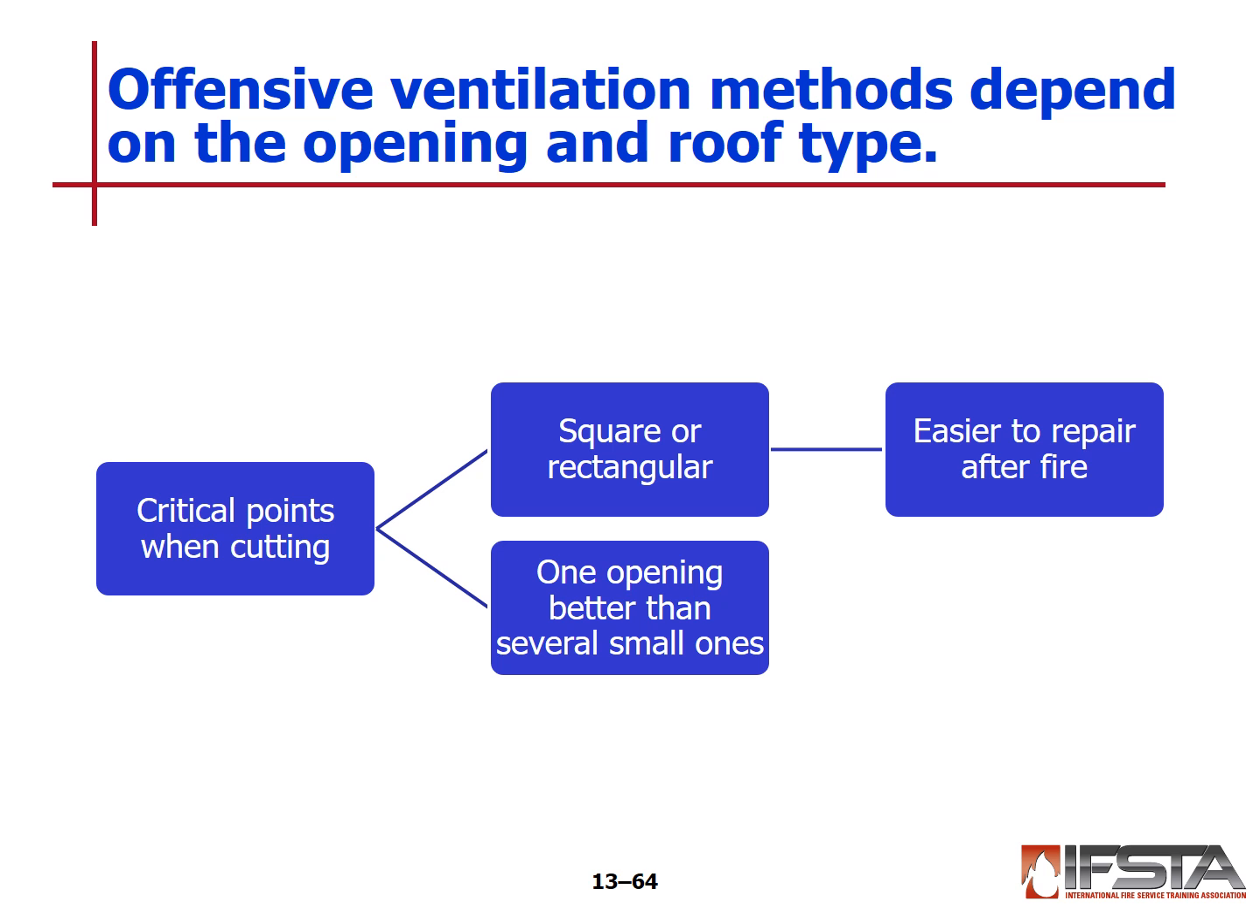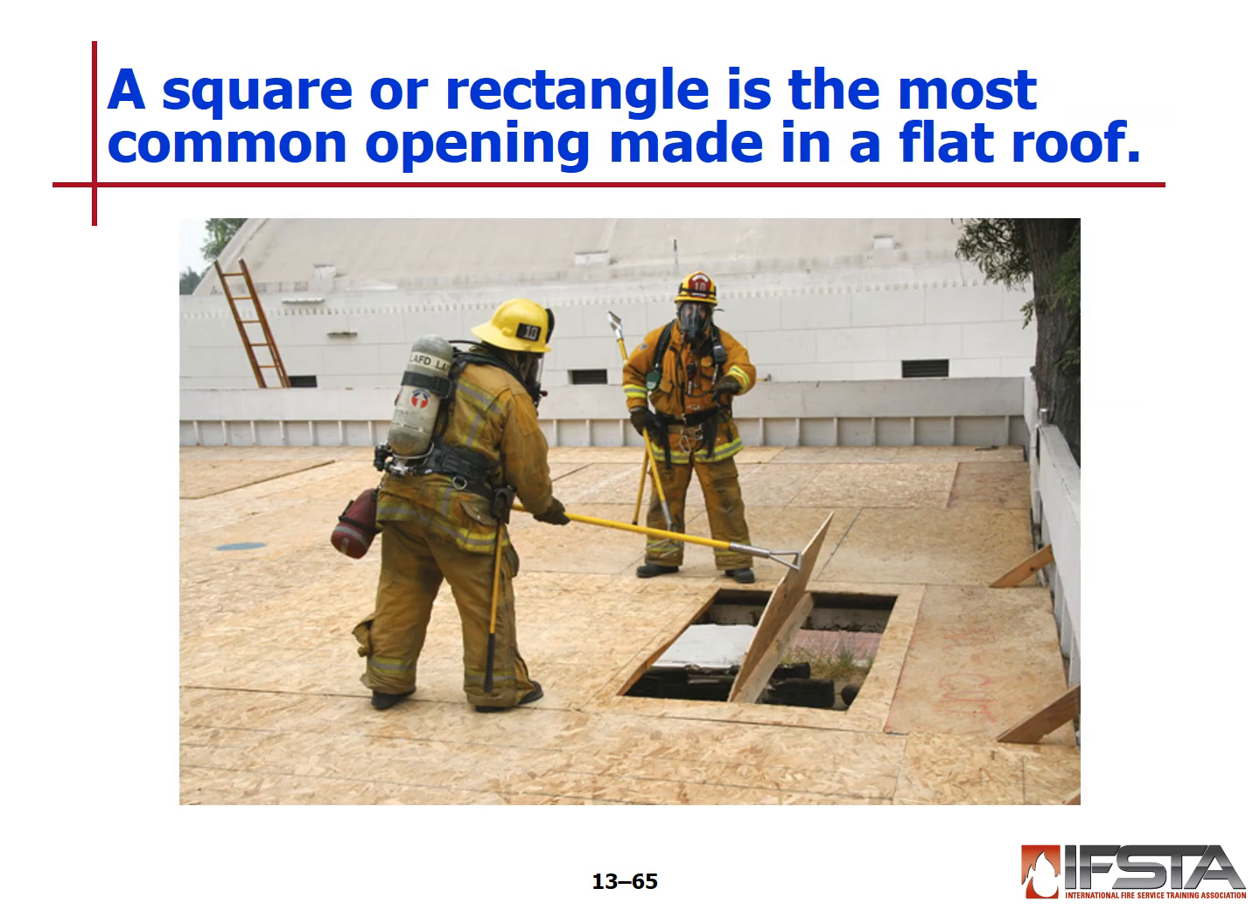Offensive ventilation is going to depend on that roofing and the roof type. So whether or not you're going to do a square or rectangle cut, one opening is better than several small openings. It's easier to repair after the fire. The square or rectangle is the most common that we use, especially in a flat roof situation. As you can see there, and that's the tool I was talking about, the one that he's got in his hand.